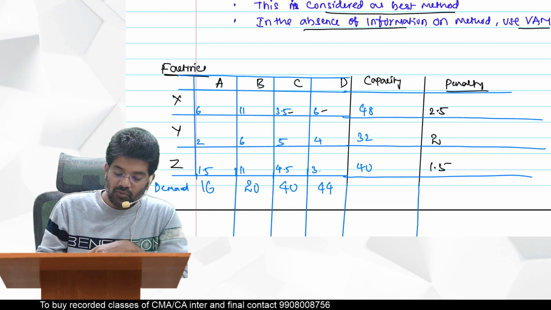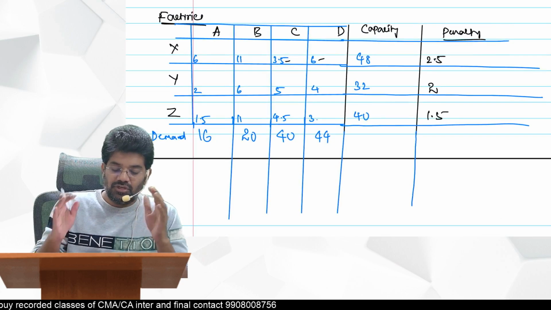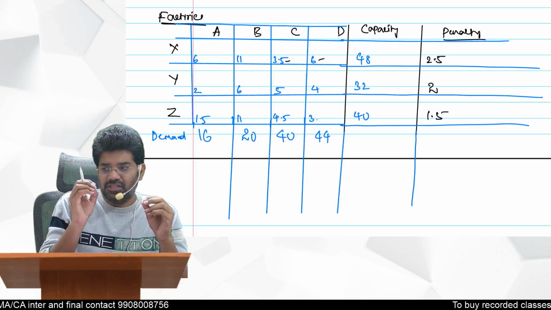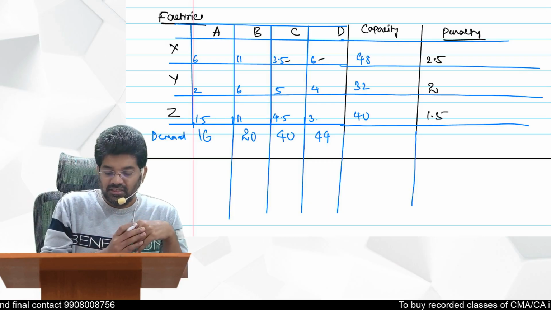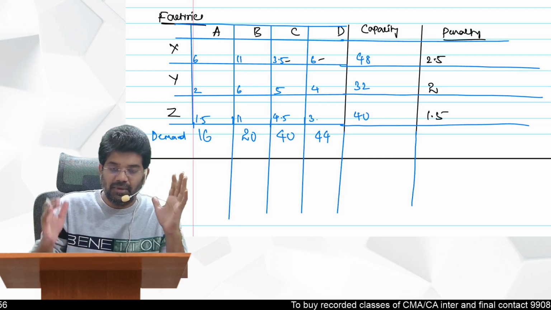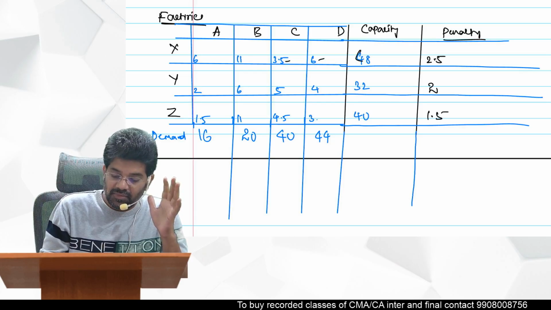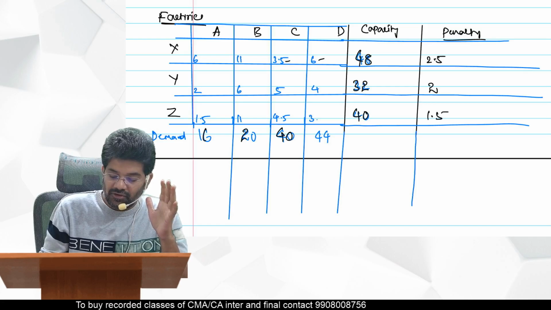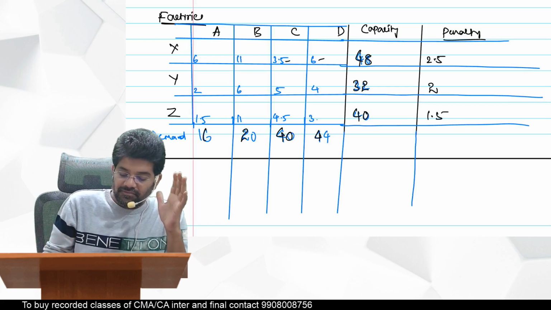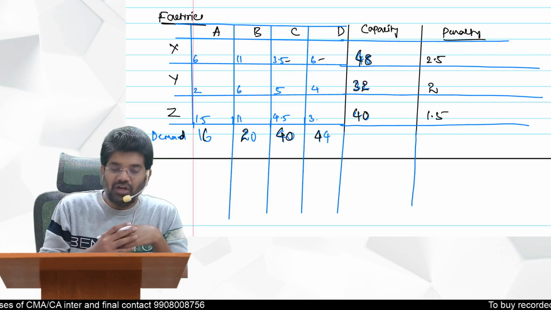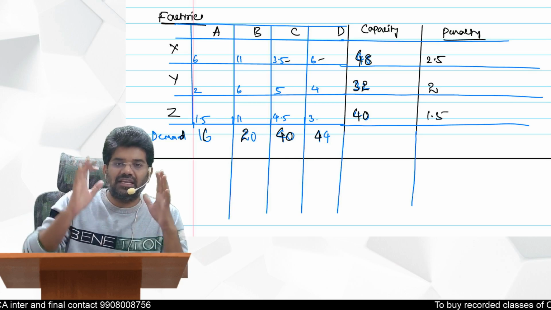So under VAM, first you should take the entire cell costs in a smaller font, and take the capacity and demand also, with bigger figures, increasing the size. Now start calculating the penalties. What is a penalty? Row wise and column wise you should calculate the penalty.